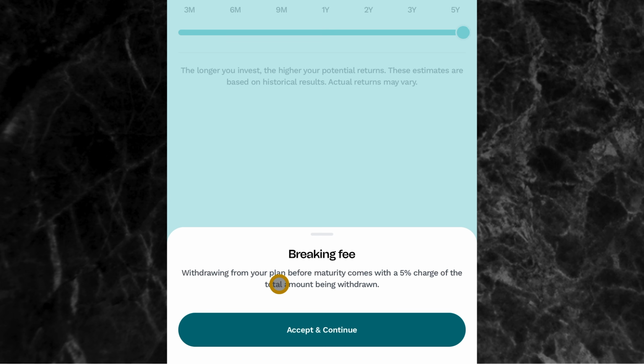And you can see this breaking fee. They said withdrawing from your plan before maturity comes with a 5% charge of the total amount being withdrawn. So what they're telling you is that if you are going to withdraw your money before the end of 5 years, that's if you are picking 5 years, they remove 5% of whatever you are withdrawing to your account. That's the meaning. So if you accept it, just click on accept and continue.